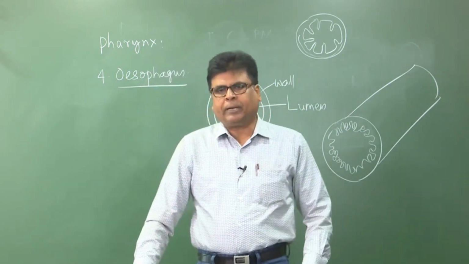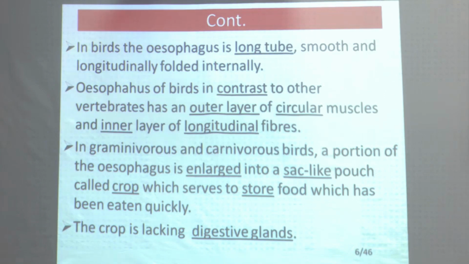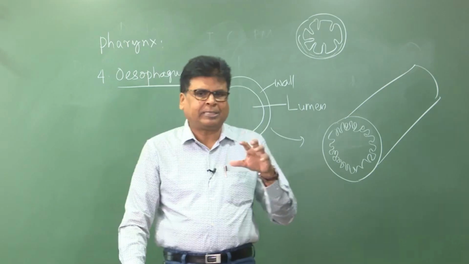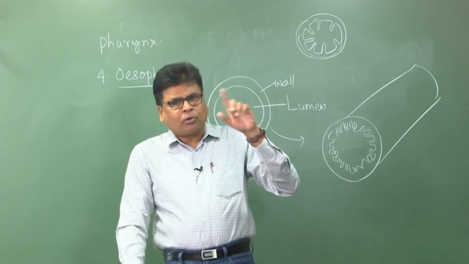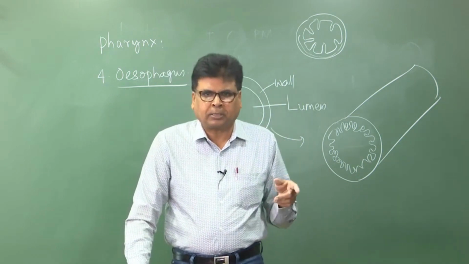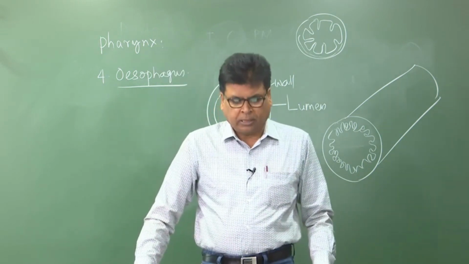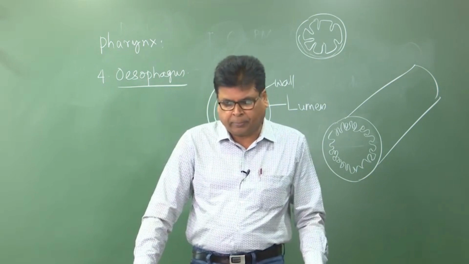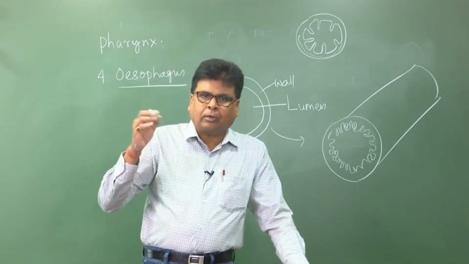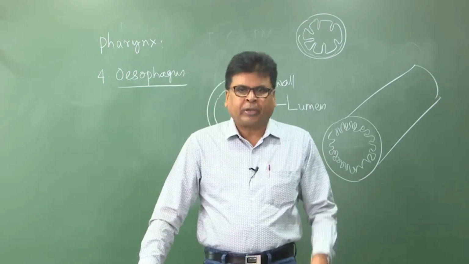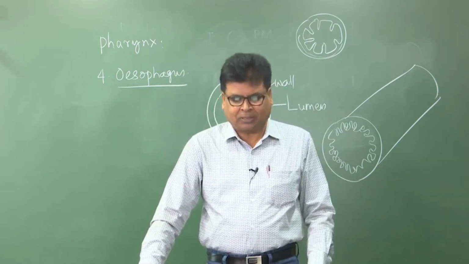Secondly, the oesophagus of birds, in contrast to other vertebrates, has an outer layer of circular muscles and an inner layer of longitudinal muscles. Always, in other vertebrates, the inner layer has circular muscle and the outer layer has longitudinal muscle. But in the case of birds, the outer layer contains the circular muscle, and the inner layer has the longitudinal muscle.